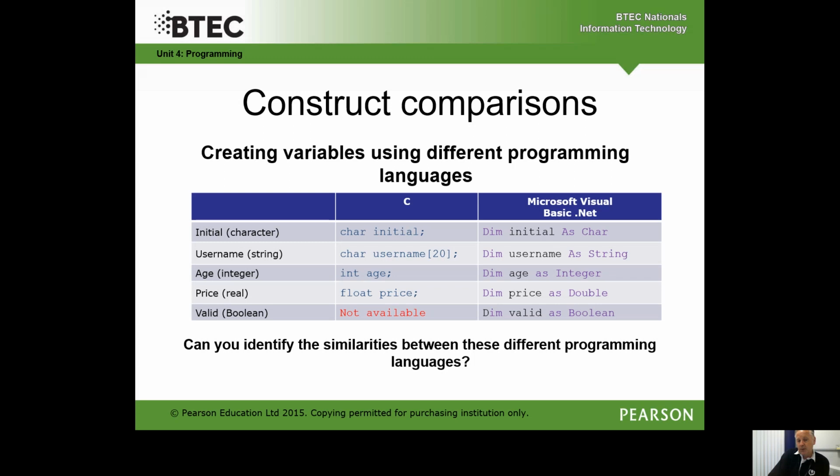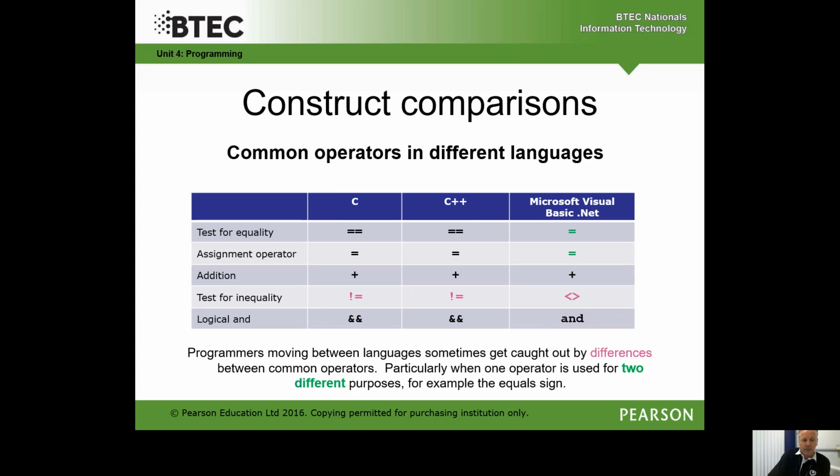So float price, semicolon in C. In Visual Basic, dim price is double. Valid or Boolean, yes or no, true or false, not available in C, but in Visual Basic, dim valid as Boolean.